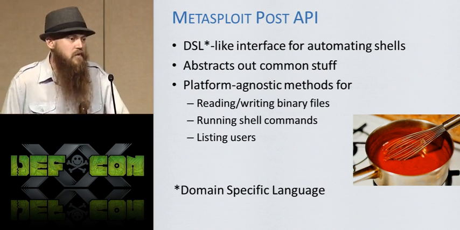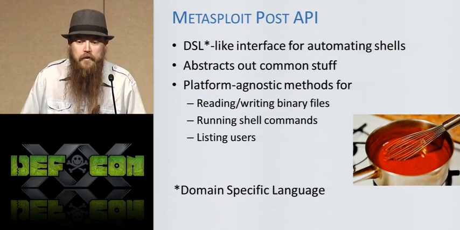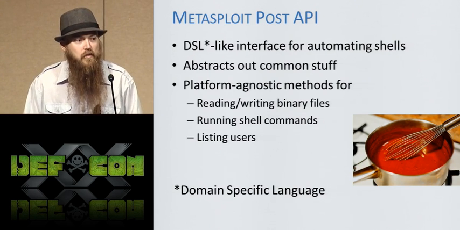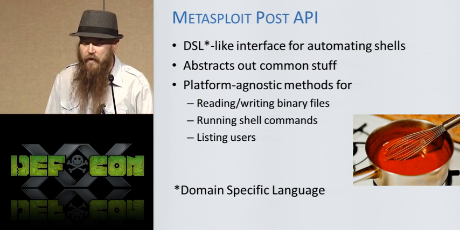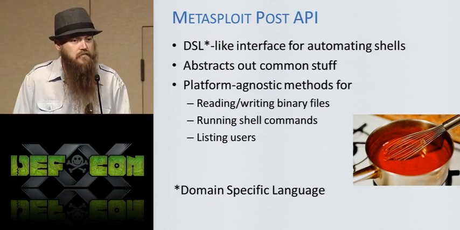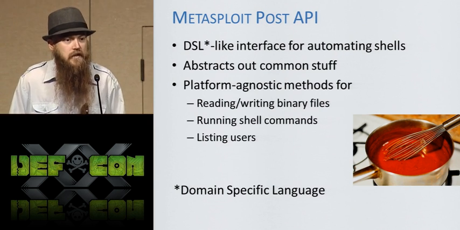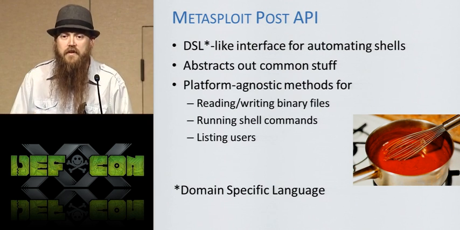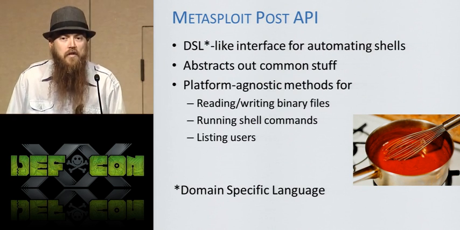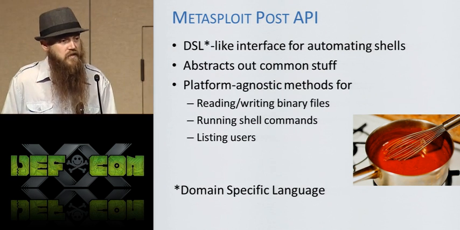So like I said, the post API is meant to be an abstraction to give all of the things that you want to do on every shell a simple way to write that code. So writing files, running shell commands, listing users, dumping passwords, changing directory, that sort of stuff. The simple things that every module will want to, or a lot of modules will want to do, all of that should be in a library that everything has access to and is really simple.